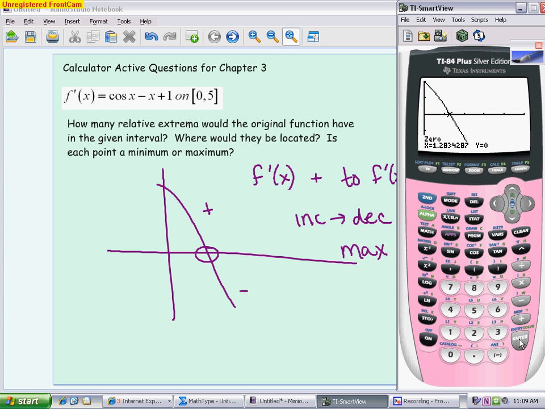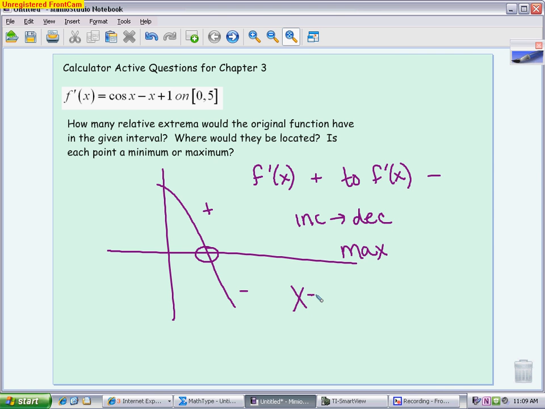This is not something I could do without a calculator. It's not something that I could solve in any way by hand because of the trig in there. So now I have a lot of specifics. I can tell you exactly where the extrema is. I can tell you the type of extrema. So going through decimal places, I'd write 1.283. And it is a maximum.